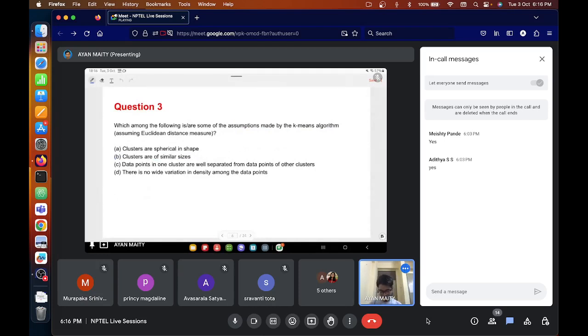Now question 3, which among the following is or are some of the assumptions made by K-means clustering assuming Euclidean distance measures? So generally in K-means we use Euclidean distance measure, so you have to assume that we are using Euclidean distance measure between the points for the K-means clustering. Four options are there. Clusters are spherical in shape. Clusters are of similar sizes. Data points in one cluster are well separated from the data points of other clusters, and there is no wide variation in density among the data points.